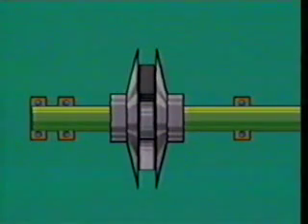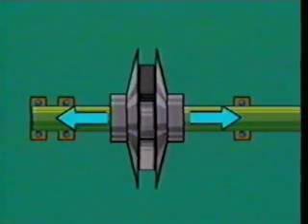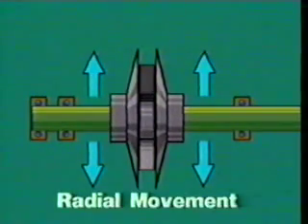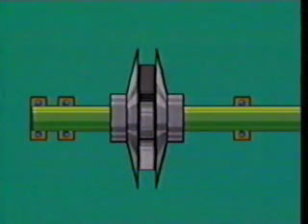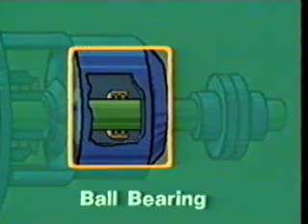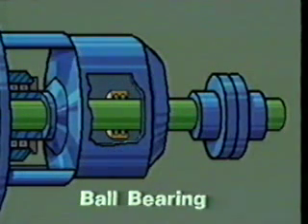Bearings basically support the shaft and reduce friction as it rotates in the casing. They also do two other things, as you'll recall from Section 1. They control the forward and backward movement or thrust of the shaft, and they control the side-to-side or radial movement of the shaft. Centrifugal pumps use two kinds of bearings, ball bearings and sleeve bearings. Inside this circular ring are smooth metal balls that are free to roll as the shaft rotates. These are ball bearings. They're usually lubricated with oil or grease.